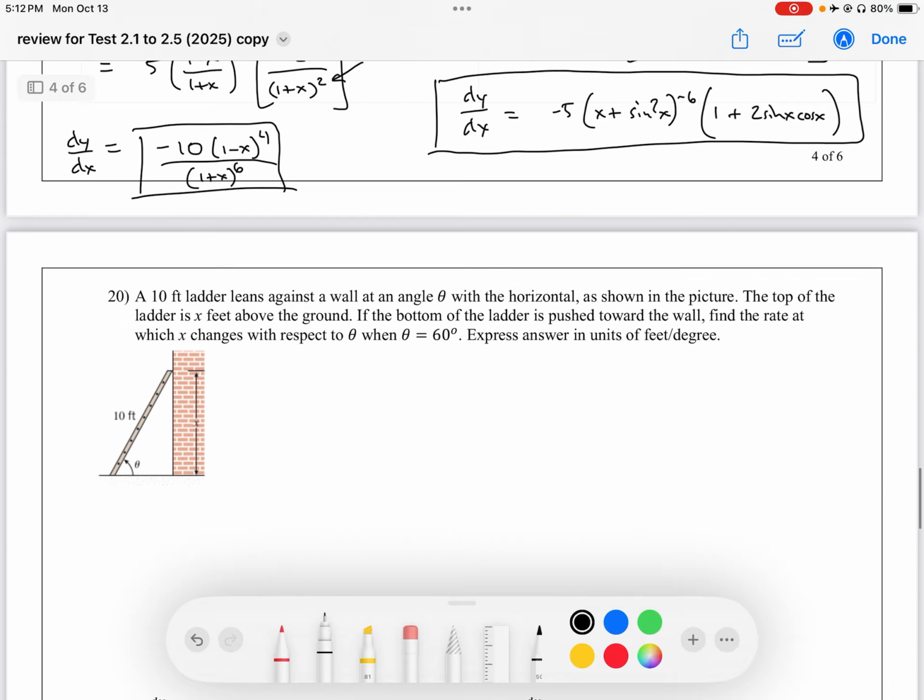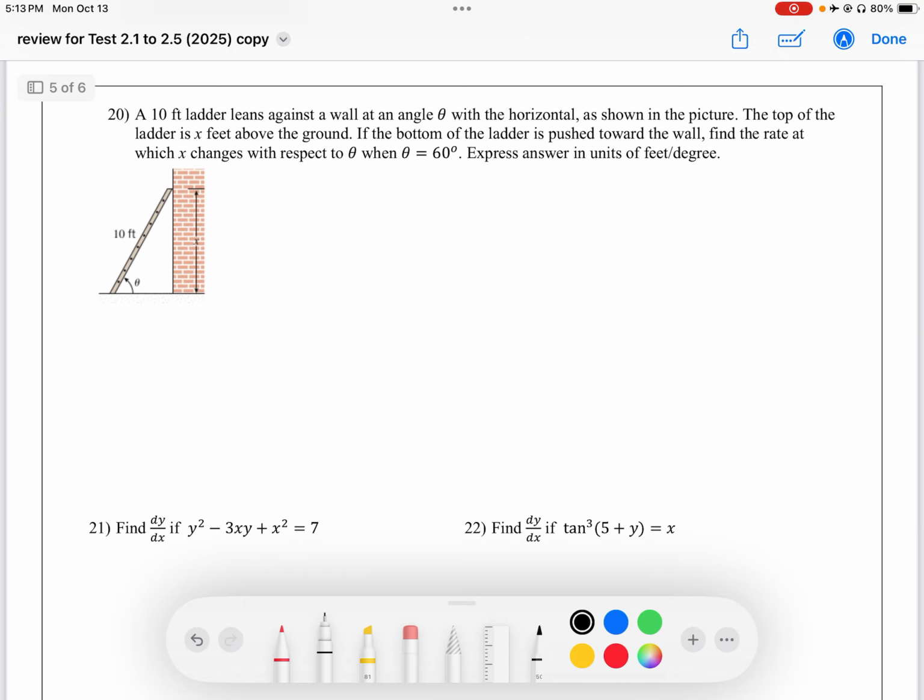Okay. All right, last page here. A 10-foot ladder leans against a wall at an angle theta with the horizontal as shown in the picture. The top of the ladder is x feet above the ground.